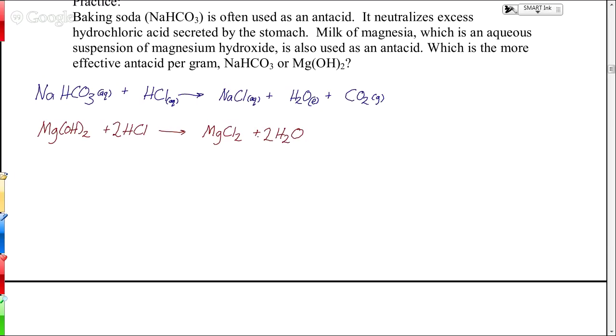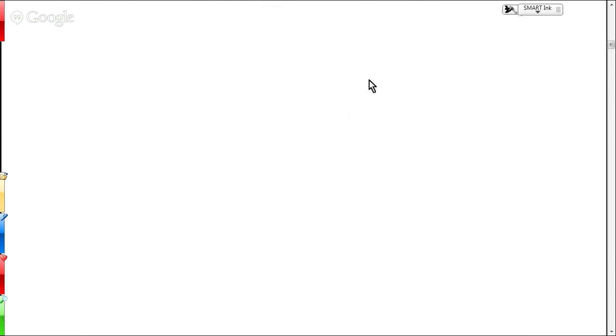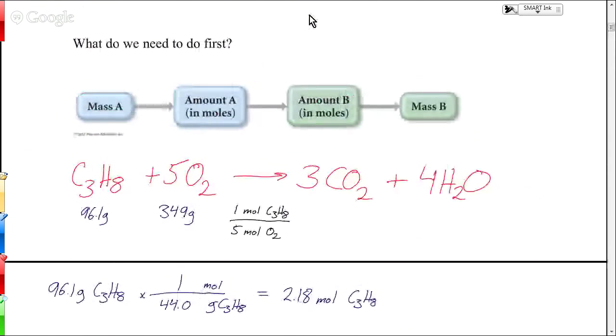Okay, so we can say per mole that the magnesium hydroxide is the more effective antacid because it neutralizes 2 moles of HCl, whereas the sodium bicarbonate only neutralizes 1 mole. But that doesn't take into account the fact that they might weigh different. And the question asks us to figure out how much per gram is neutralized. So reword that question. This is saying, which is the more effective antacid per gram between these two? Can you reword that into a question that sounds more like this one?